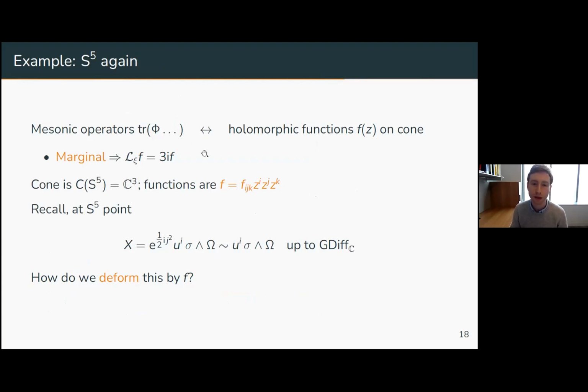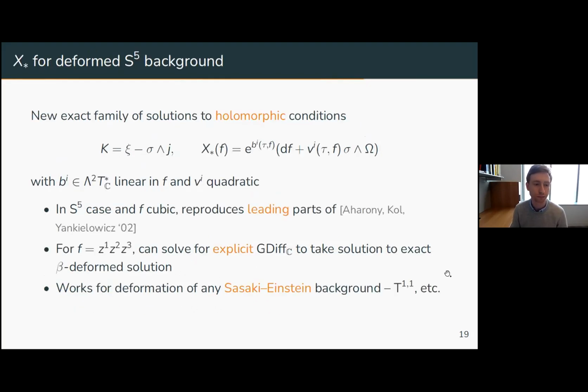Thank you. There we had this map between single trace mesonic operators and holomorphic functions on the cone. These are captured by deformations, which are cubic. And in the S5 case, these are just cubic functions of the coordinates. And at the S5 point, we wrote down this exact solution for X. And we want to know how to deform this by a cubic function F.